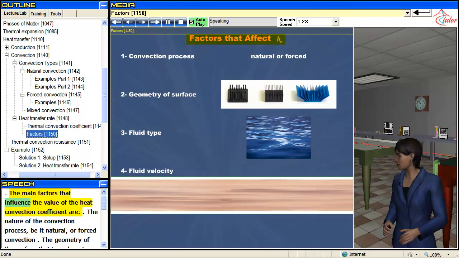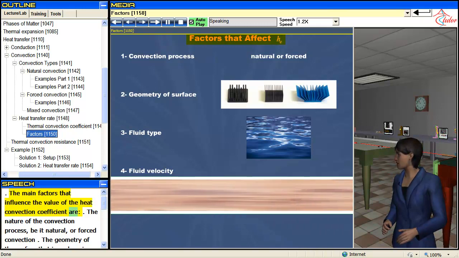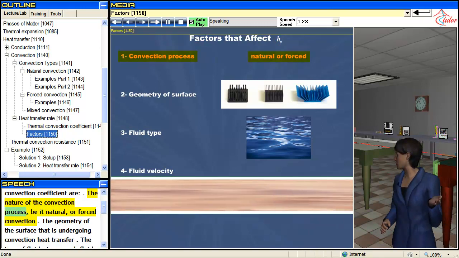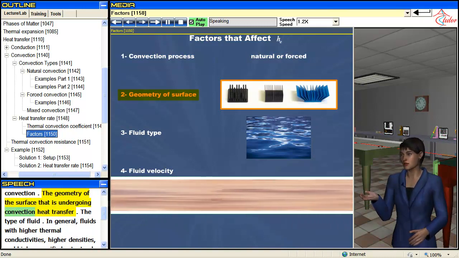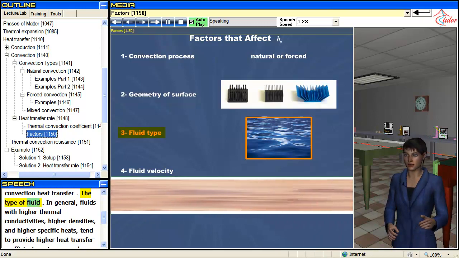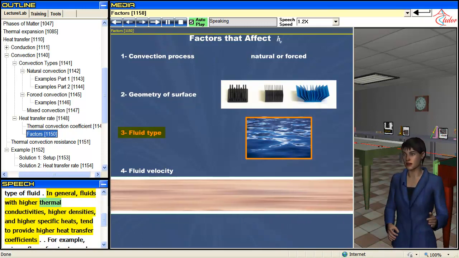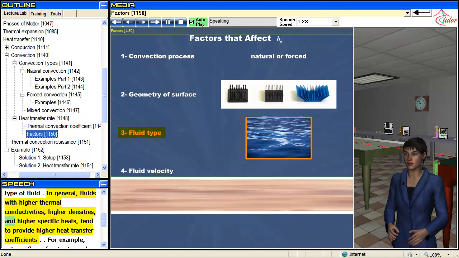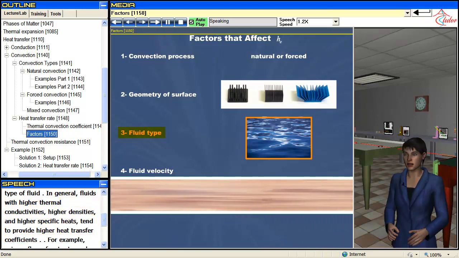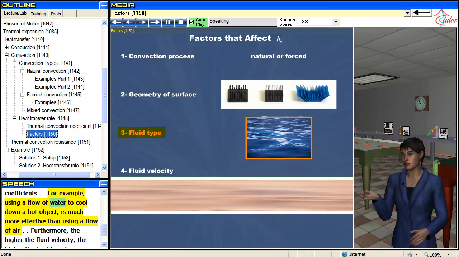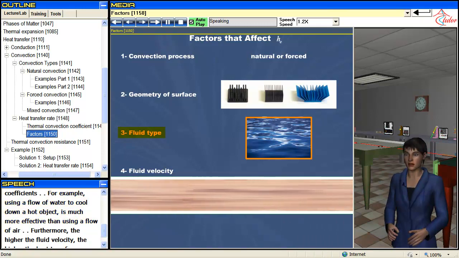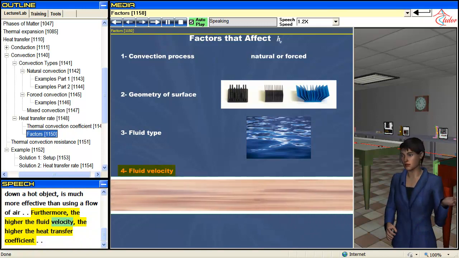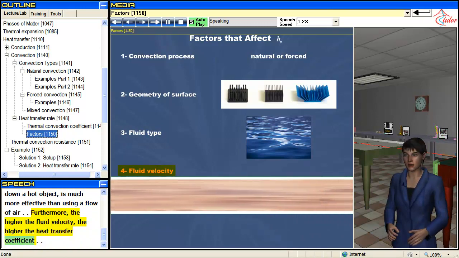The main factors that influence the value of the heat convection coefficient are the nature of the convection process, be it natural or forced convection, the geometry of the surface that is undergoing convection heat transfer, and the type of fluid. In general, fluids with higher thermal conductivities, higher densities, and higher specific heats tend to provide higher heat transfer coefficients. For example, using a flow of water to cool down a hot object is much more effective than using the flow of air. Furthermore, the higher the fluid velocity, the higher the heat transfer coefficient.